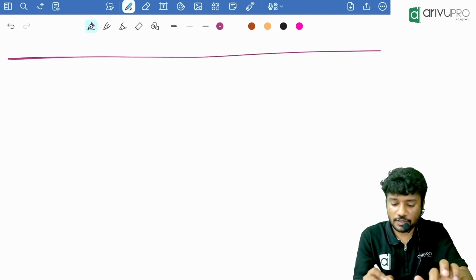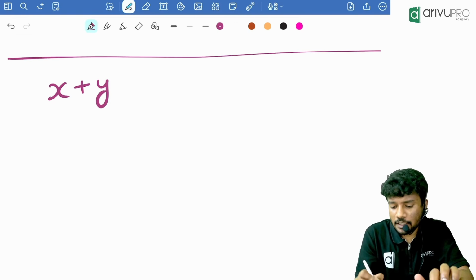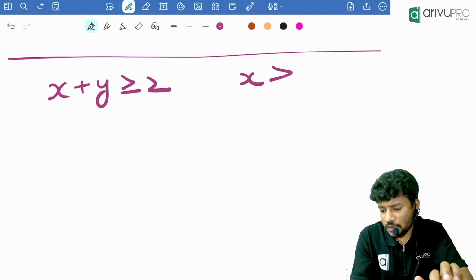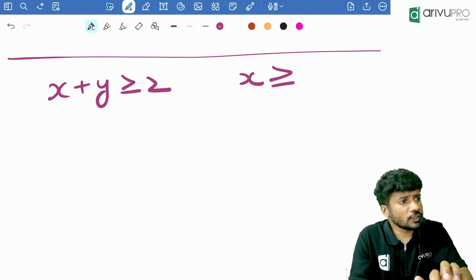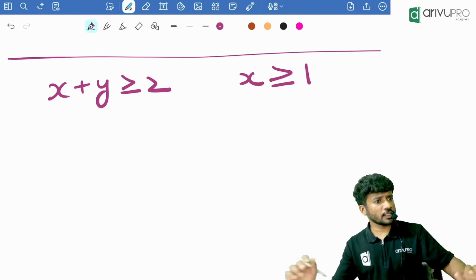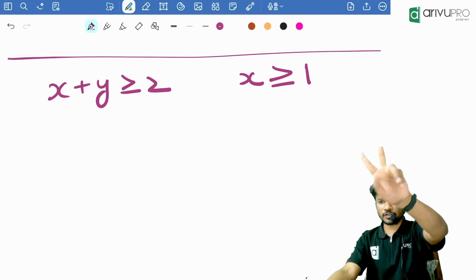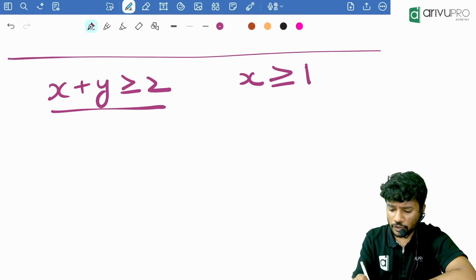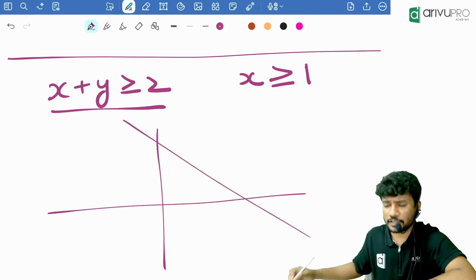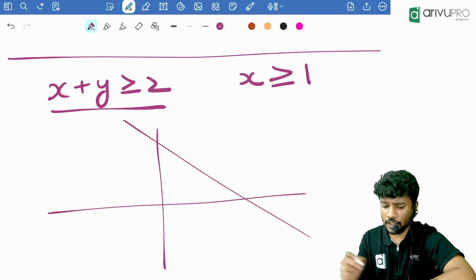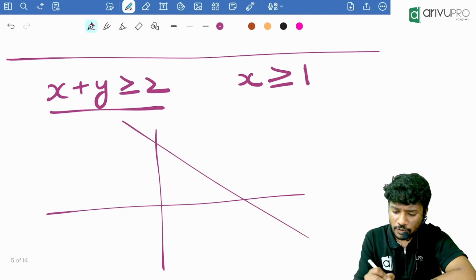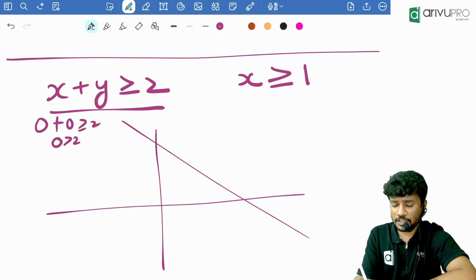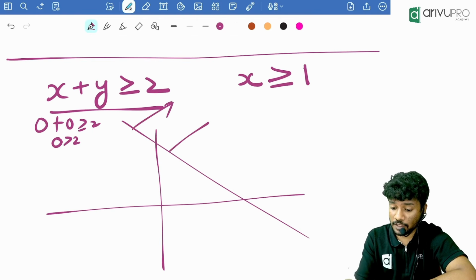There are two equations: x plus y greater than or equal to 2, then x is greater than or equal to 1. There are two line segments. First line is x plus y greater than or equal to 2. So how will you draw the graph? You will just draw like this. Done. Then if you assume the point 0, 0, that means 0 plus 0 is greater than or equal to 2, that is 0 greater than 2. Is it towards the origin? No, it is away from the origin.